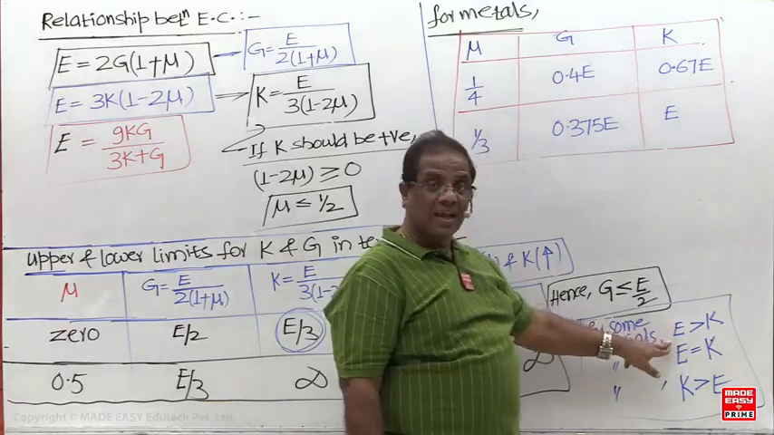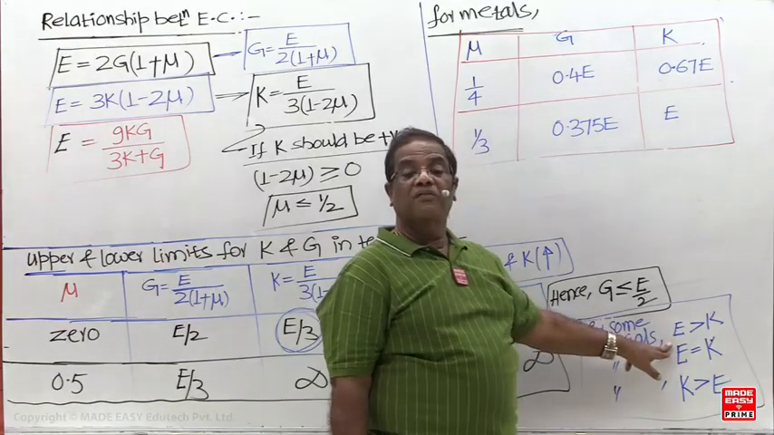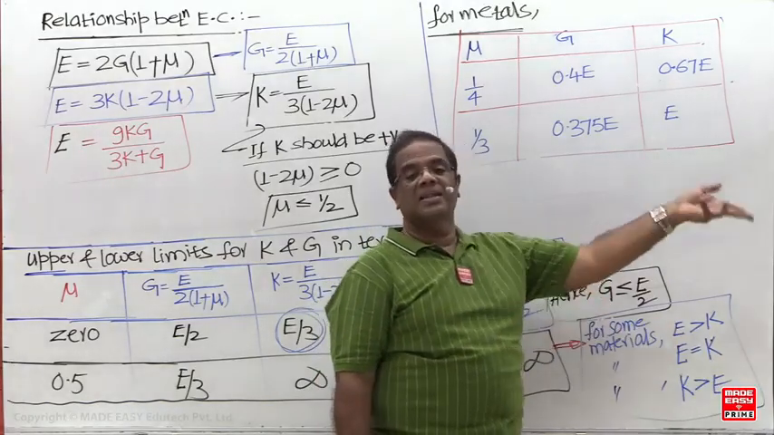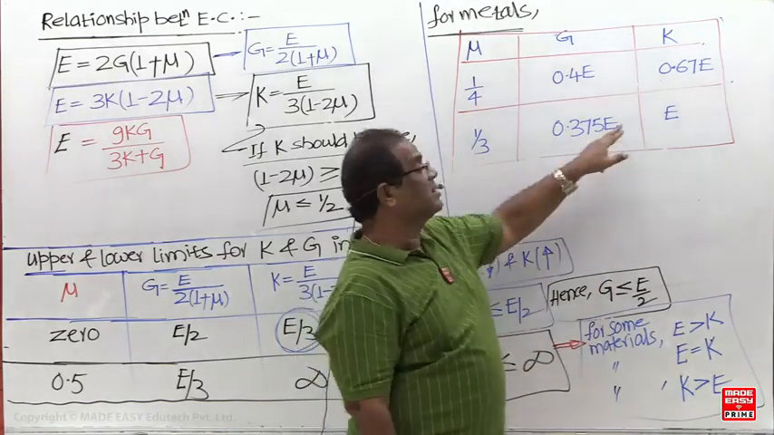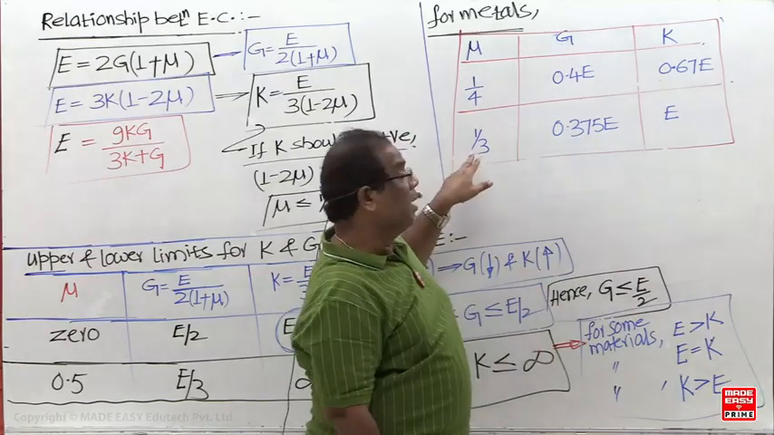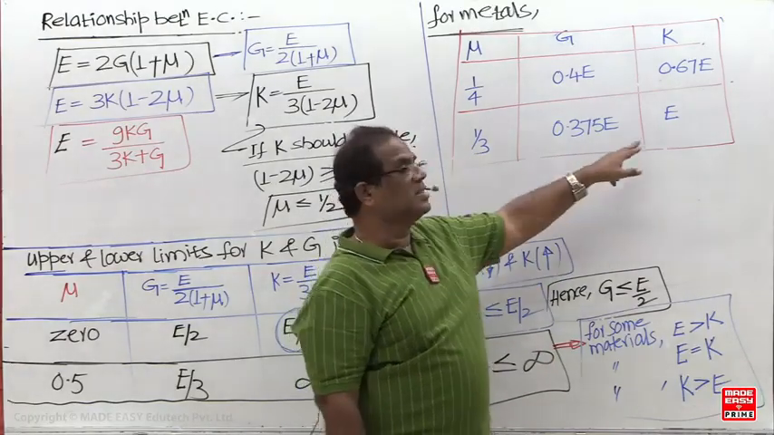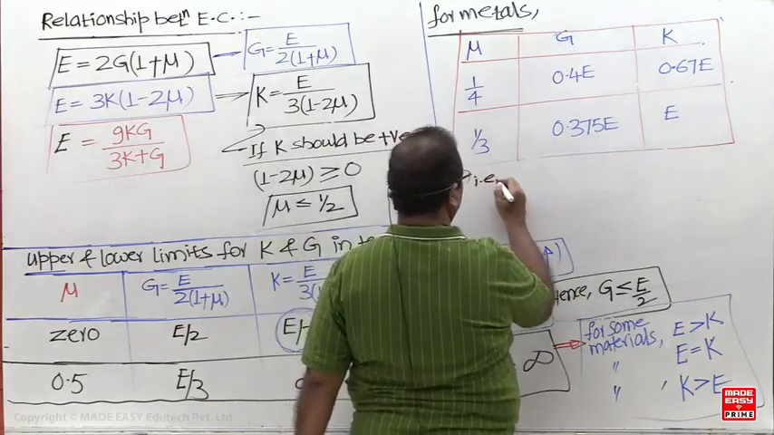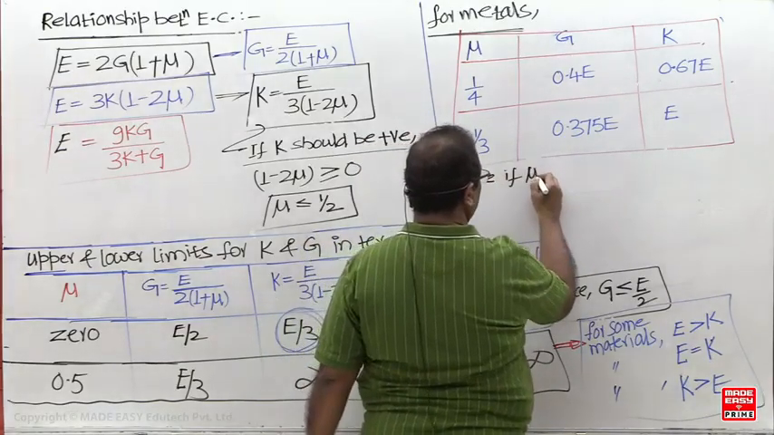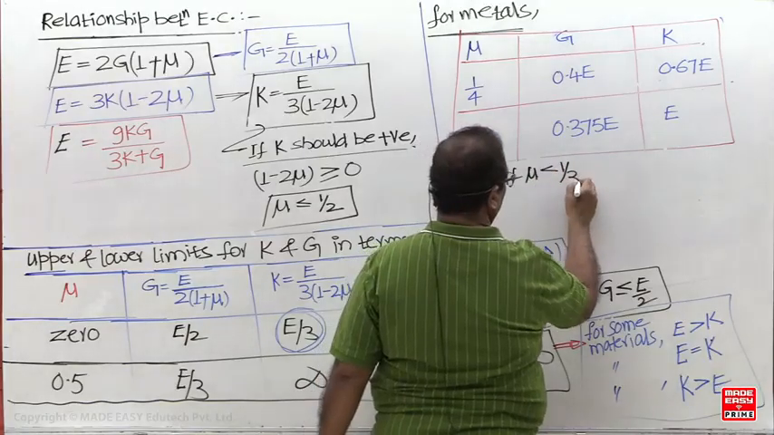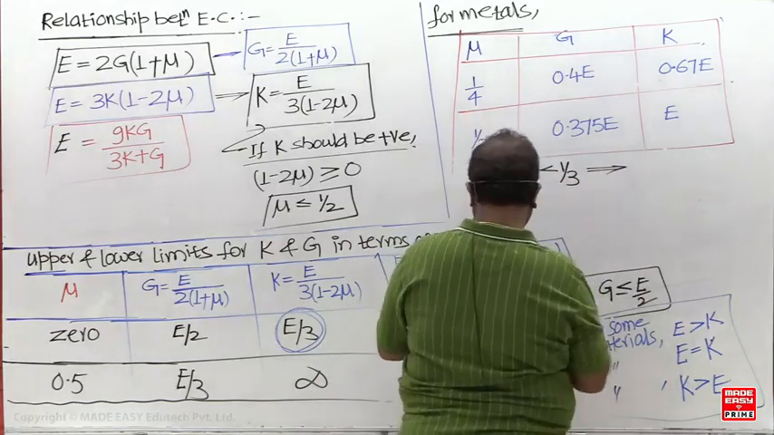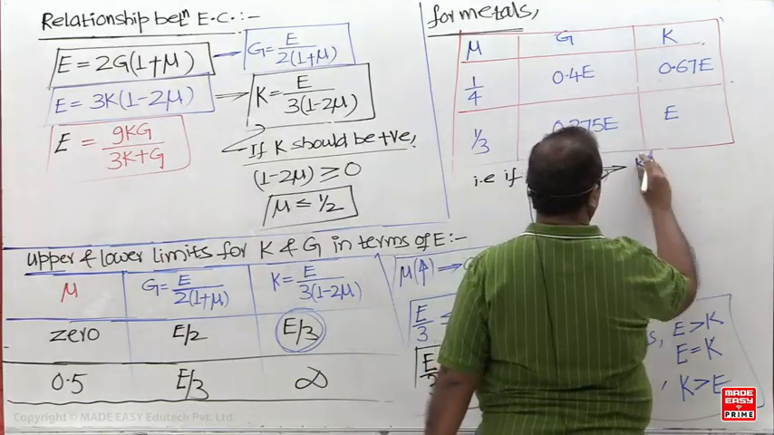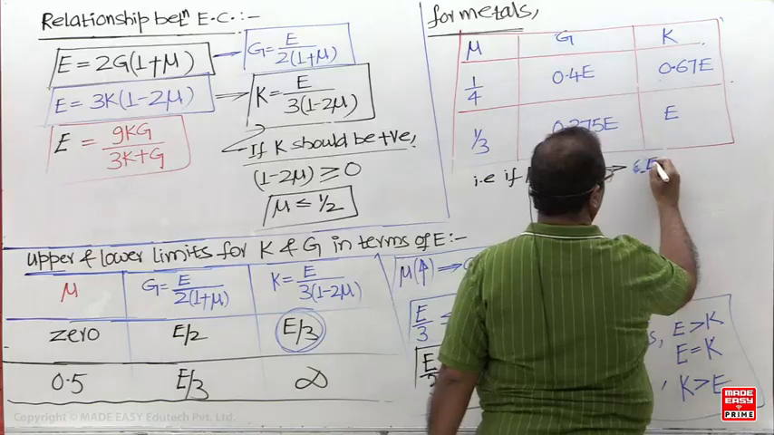For some materials, what does E greater than K mean? If mu is less than 1/3, E is greater than K. If exactly 1/3, both are equal. If I go above 1/3, K is greater than E. That is, if mu is less than 1/3, E is greater than K.